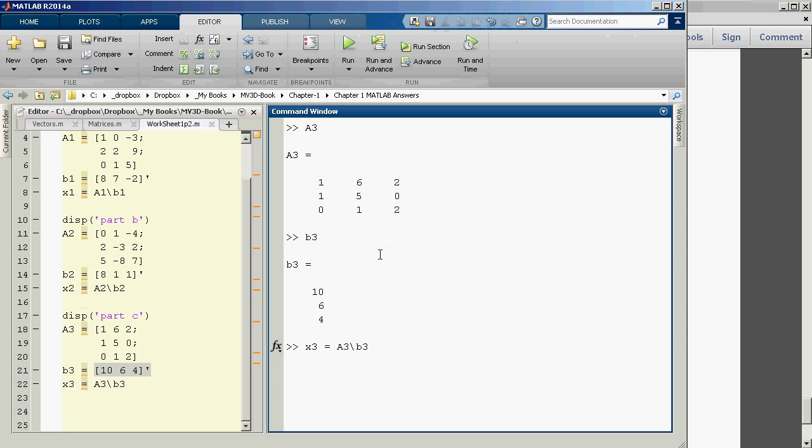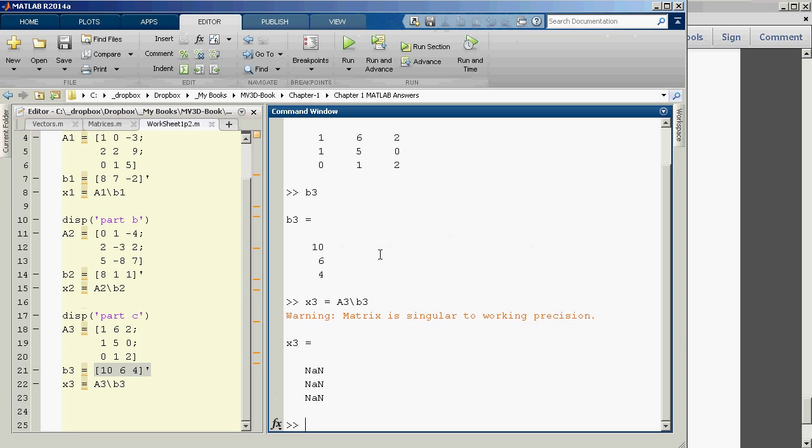If this had a unique solution, it would return it and all would be good. Notice what it does here. It doesn't even return those NaNs, not a number. There were infinitely many solutions, but it returned nothing. It said, I can't do this, and you get a warning message: matrix is singular to working precision. We'll get into what singular means. That's actually in the next chapter. It has to do with the determinant.